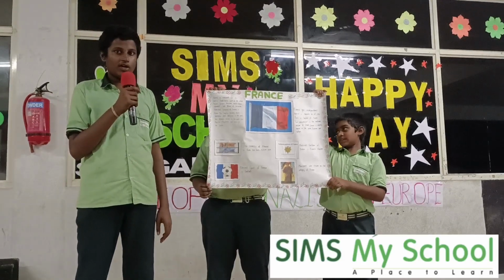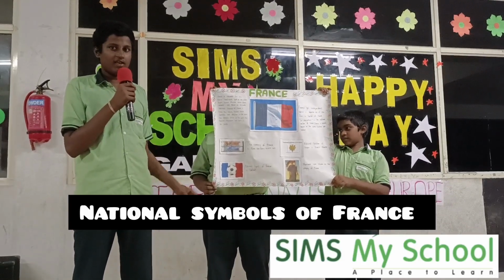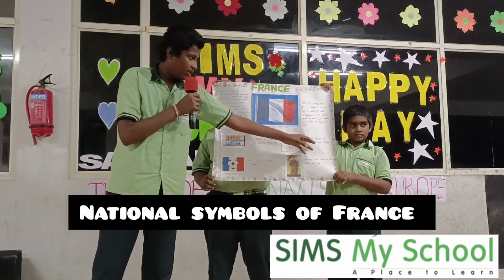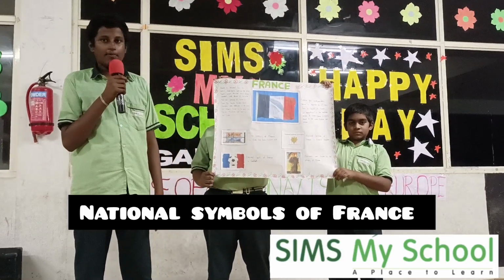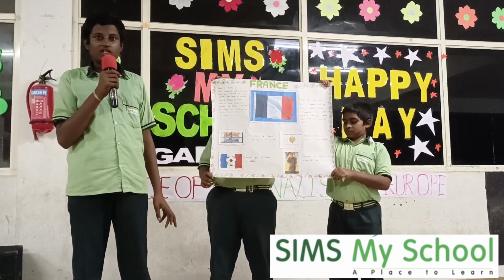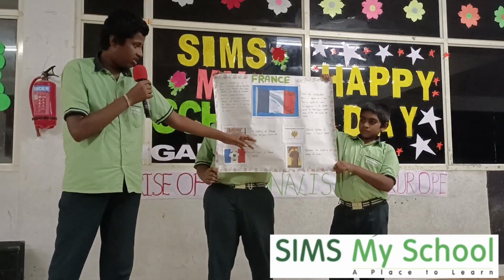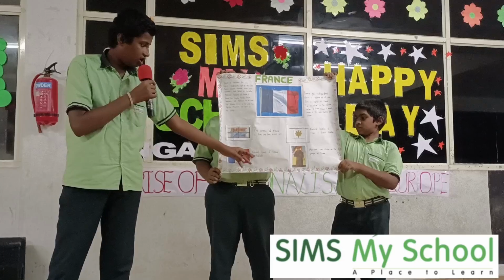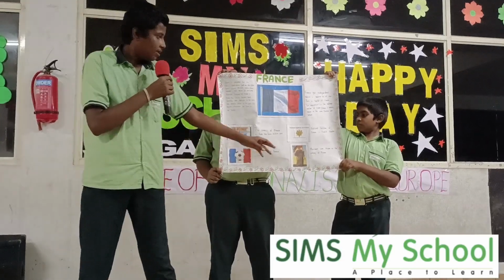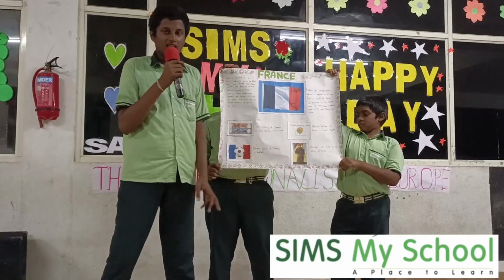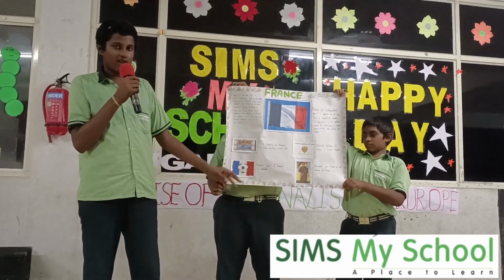France is renowned for its iconic landmarks such as the Eiffel Tower. The national emblem of France is the French rooster. Paris is the capital of France. France's national language is French. The currency of France is the euro. The national sport of France is football. Marianne was chosen as the allegory of France.